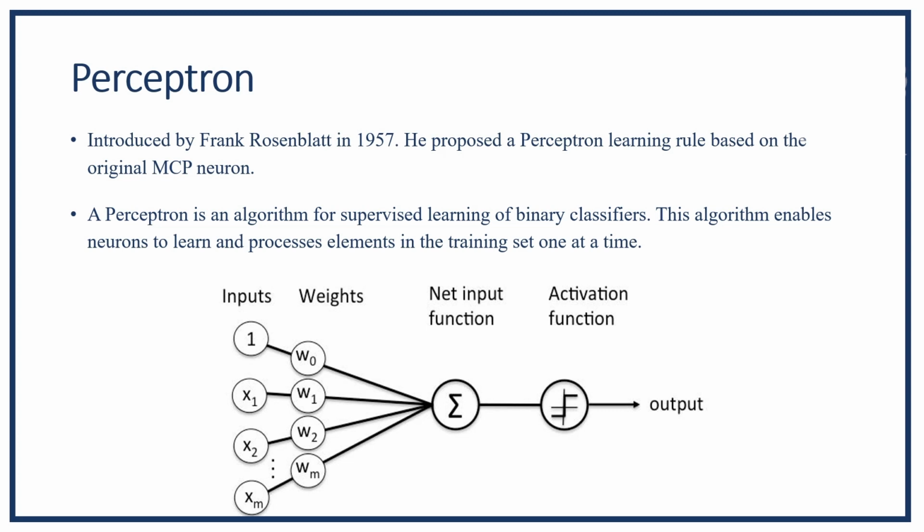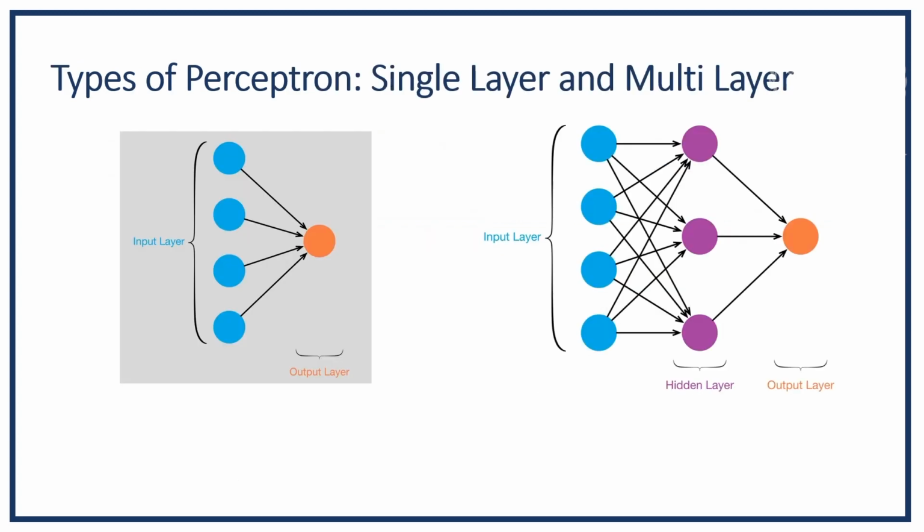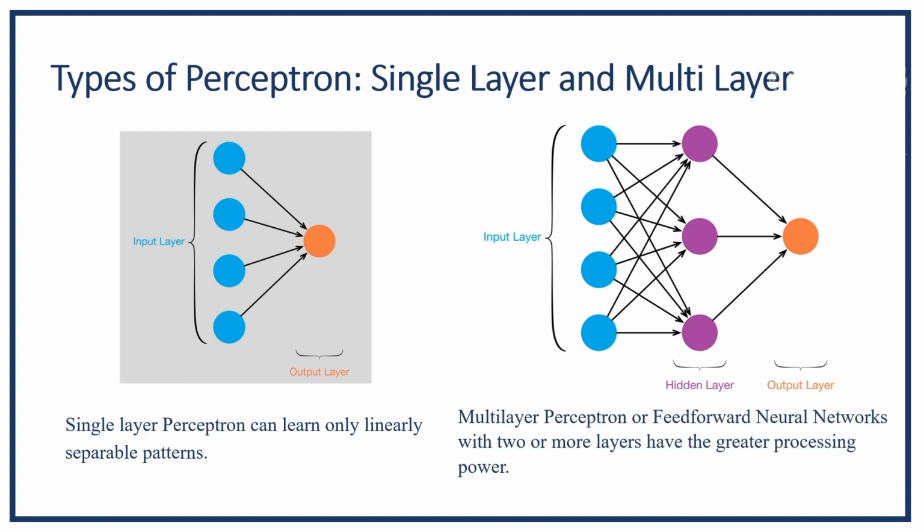Now let us discuss the types of perceptron, that is, single layer and multilayer perceptron. Single layer perceptron can learn only linearly separable patterns, whereas multilayer perceptron or feed-forward neural networks with two or more layers have a greater degree of processing power. The perceptron algorithm learns the weights for the input signals in order to draw a linear decision boundary. This enables you to distinguish between the two linearly separable classes +1 and -1.